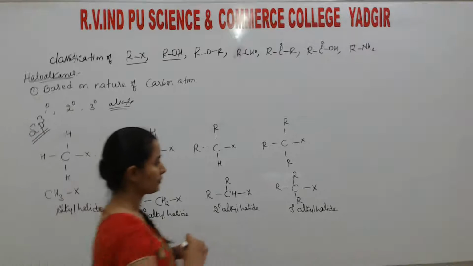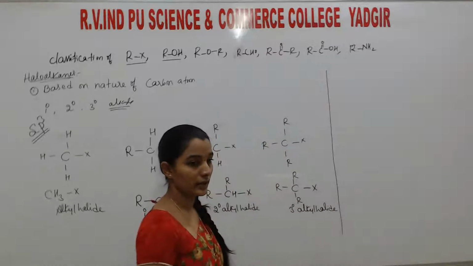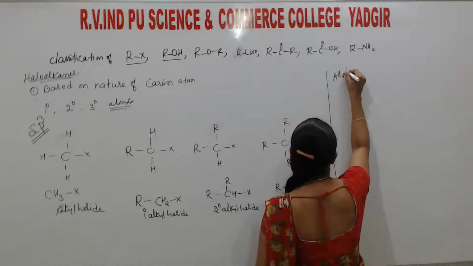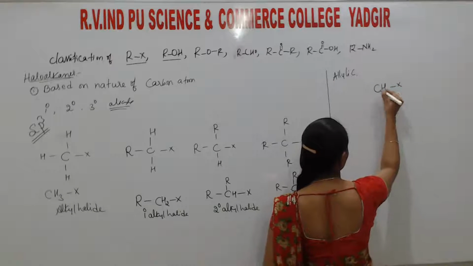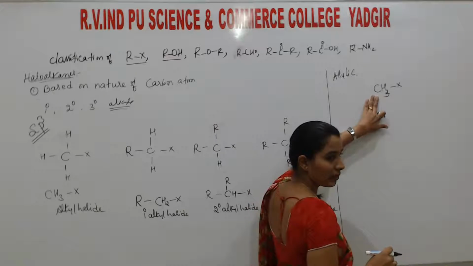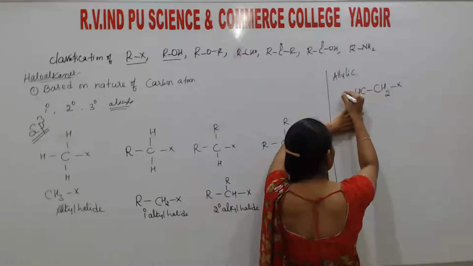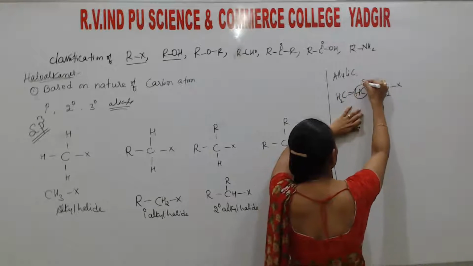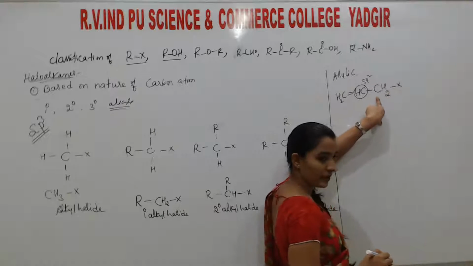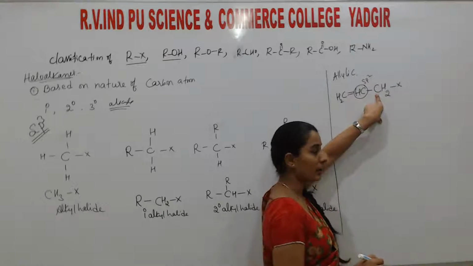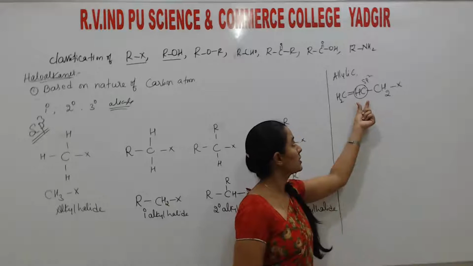Another one is allylic and benzylic. Okay, so listen. Allylic means the halogen is attached to an sp3 hybridized carbon atom, but this carbon atom is attached to an sp2 hybridized carbon atom. Halogen is attached to an sp3 hybridized carbon, but this sp3 hybridized carbon atom is attached to an sp2 hybridized carbon. If it is an aliphatic compound, then it is said to be allylic.